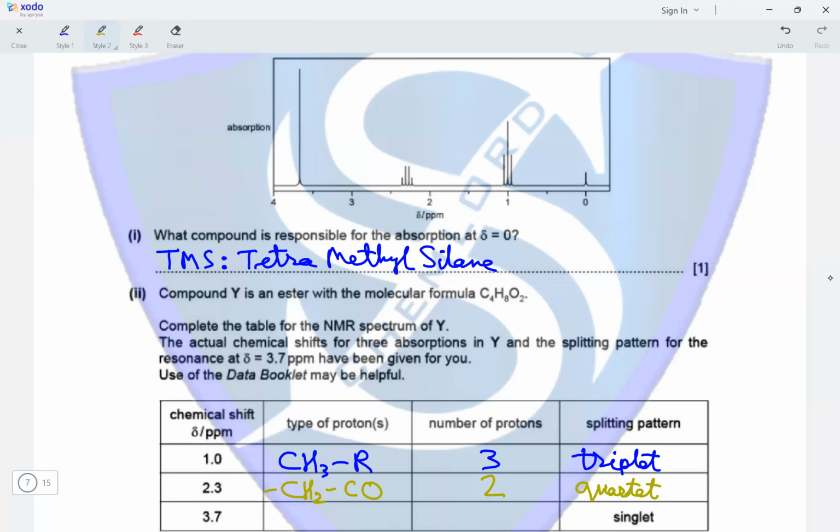Now the third one at 3.7. This is a singlet peak. A singlet peak would mean that it is next to an electronegative group, because the functional group in an ester is C double bond O and single bond O. Since we have a CH2 and a CH3 group attached to the C double bond O group, we are left with a CH3 group attached to the oxygen atom on the other side of the ester group. So the peak at 3.7 would be a CH3 attached to an oxygen atom, having 3 protons and giving us a singlet splitting pattern.